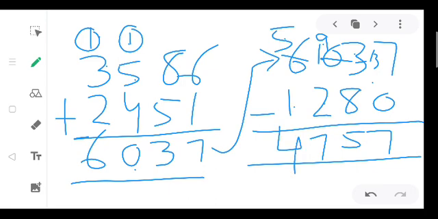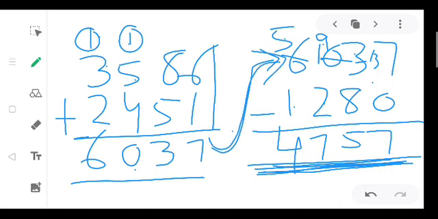So what is your answer here? 4757. How did you get this answer? Firstly, do the addition of two numbers and then subtract the remaining number from this. Clear?